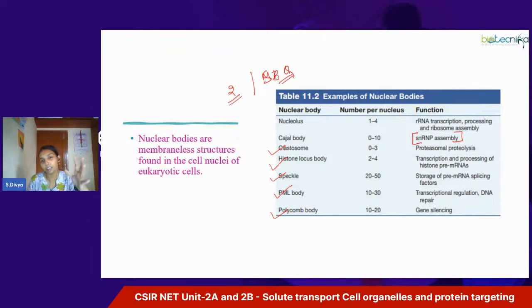Okay, match the following. I don't think so. They will be asking either in the combination statements or in the form of 2 marks. Like they will provide you the function and ask you the bodies, or they will provide you the bodies and ask the function. Either of the ways is possible. Okay, so that is the thing.